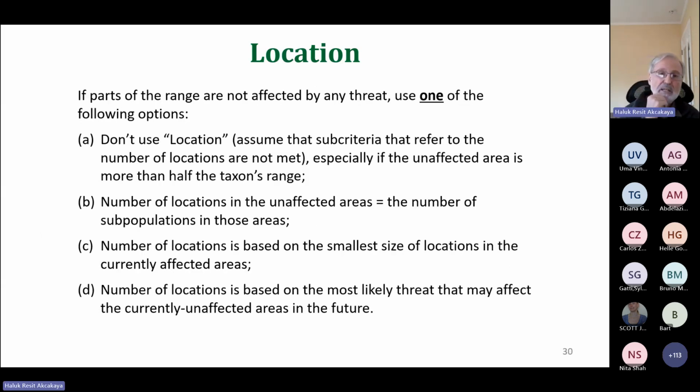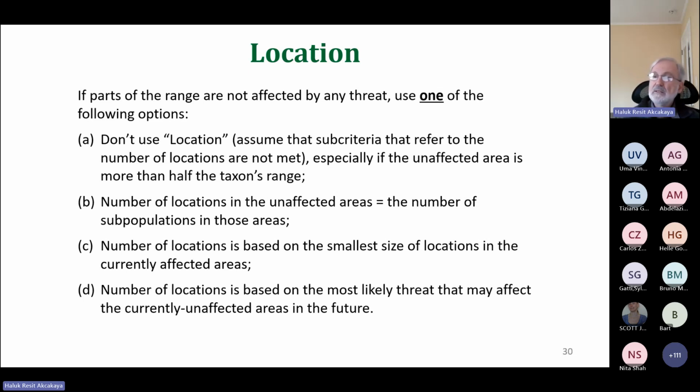Now, if parts of the range of a species are not affected by a threat, you can use one of these four options. One option is don't use location at all, meaning that you assume that criteria that refer to the number of locations are not met. This will be appropriate only if the unaffected area is a very large part of the taxon's range. In other words, there are some threats, but they are only in a small part of the species range. In that case, you may just not use location at all, and assume that the number of locations is large enough that it doesn't meet any of the sub-criteria.